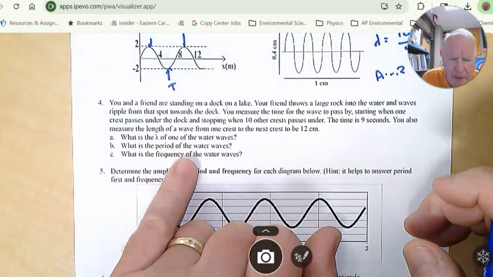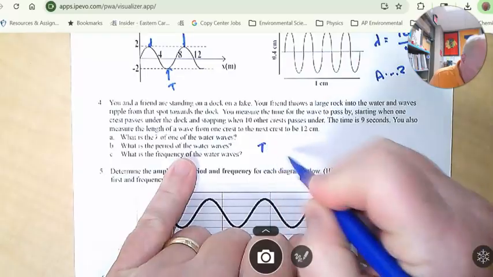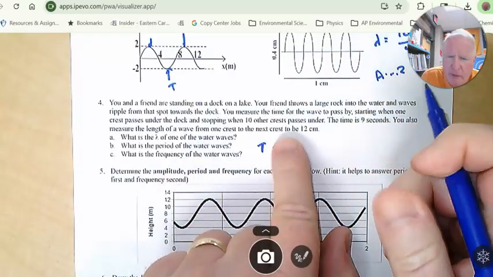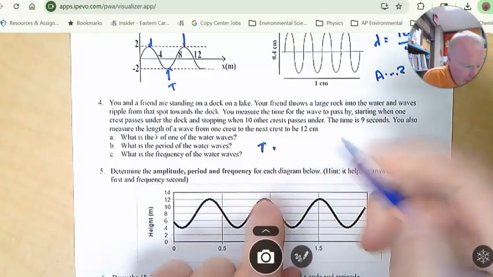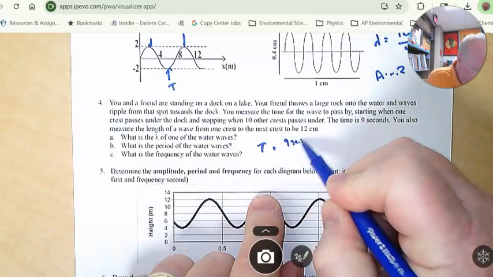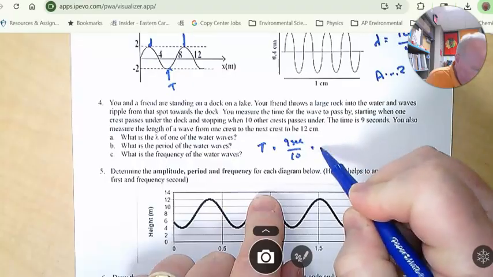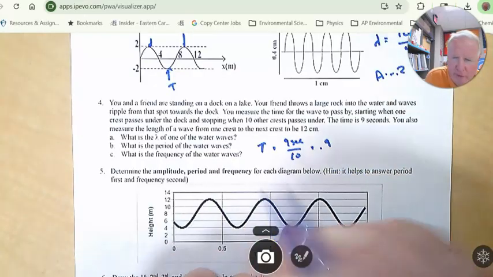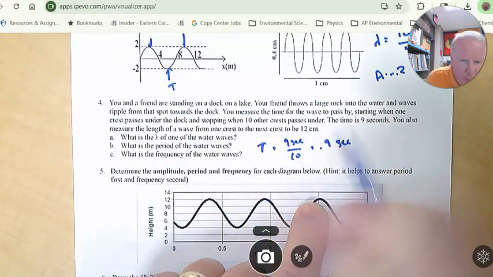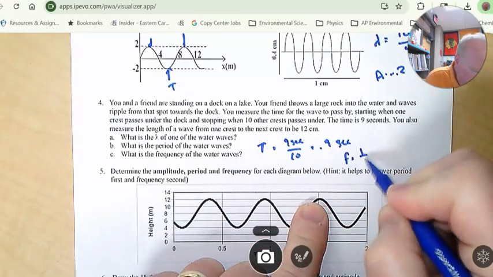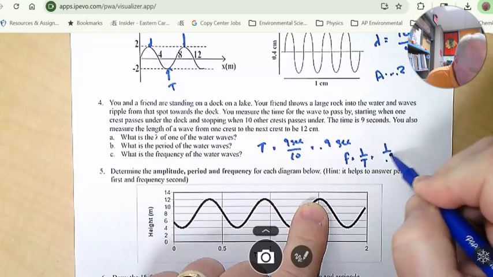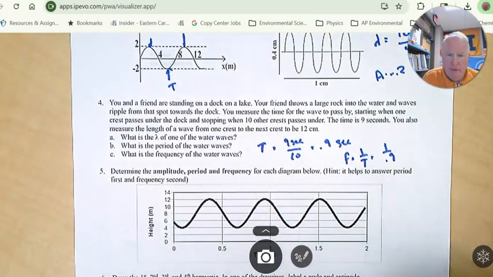Then they ask us what's the period of the wave. So remember, period is capital T. And since they said that we measured 9 seconds for 10 waves, so we say, well, there's 9 seconds divided by 10 waves, and we get 0.9 for one wave. So 0.9 seconds for one wave. And then what's the frequency? Well, the frequency is just going to be 1 divided by the period, or 1 divided by 0.9. So that's how we do that problem.